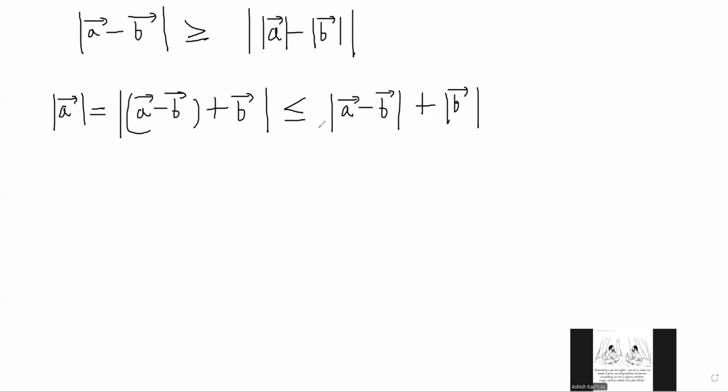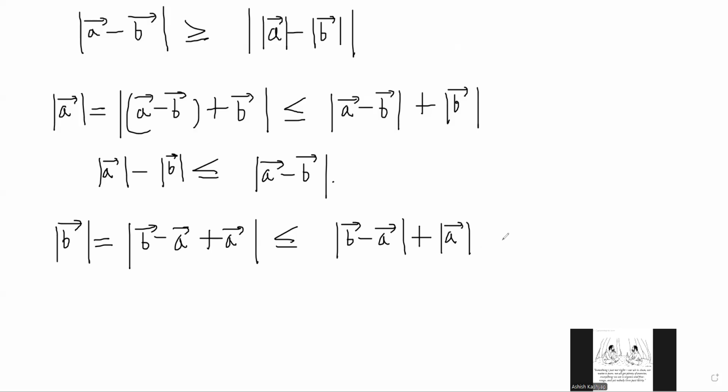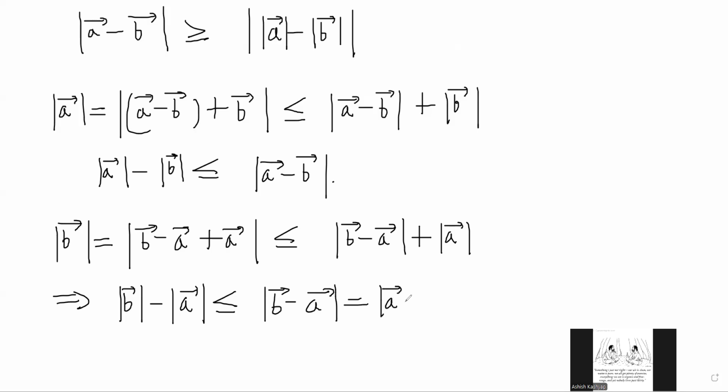So from here, we can easily deduce that mod of A minus mod of B is less than equal to mod of A minus B. So that is one version here. And also the other version also can be done. B vector mod is equal to mod of B minus A plus A, and that is less than equal to mod of B minus A plus mod of A, which implies that mod of B minus mod of A is also less than equal to mod of B minus A, which is equal to mod of A minus B.